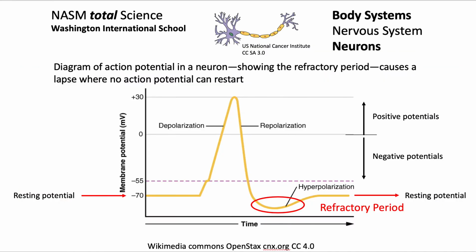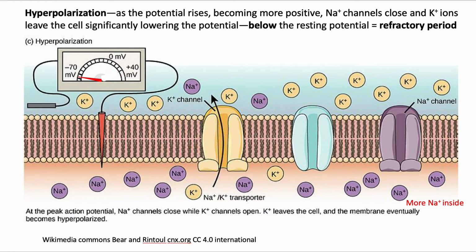And after the potential has plummeted down, it actually goes below the resting potential, which is hyperpolarization, and the cell then has a refractory period where it cannot receive any impulses. And here you see the decrease in sodium ions and having the potential below the resting potential.